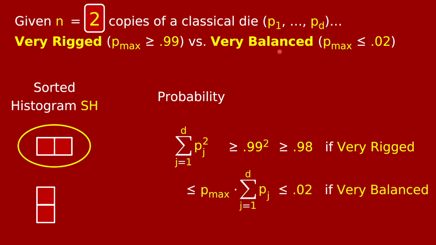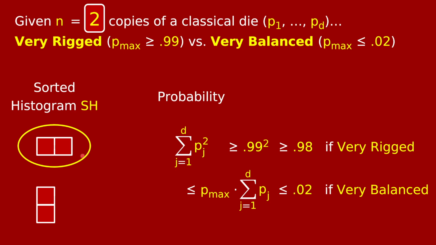On the other hand, suppose you're in the very balanced case where all the faces have probability at most 2%. Well, then the sum of p_j squared is at most, we can sort of factor out the maximum p. So it's at most p max times the sum of the p_j's. The sum of the p_j's is 1, so this whole thing is at most p max, which by definition of this case is at most 0.02. So in other words, in the very balanced case, the chance of you seeing this sorted histogram, indicating 2 of the same outcome, is less than 2%.